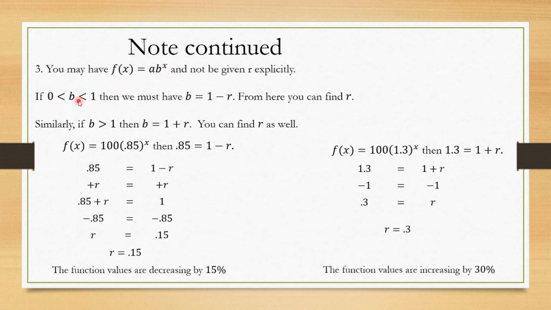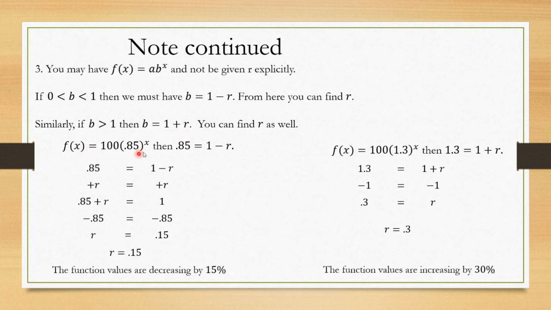For instance, if your b were positive and less than 1, this function has to be decreasing, and your b is going to look like 1 minus r for some r. And if the function were increasing, your b would be greater than 1. It would have to look like 1 plus r for some r. Okay, so let me show you.